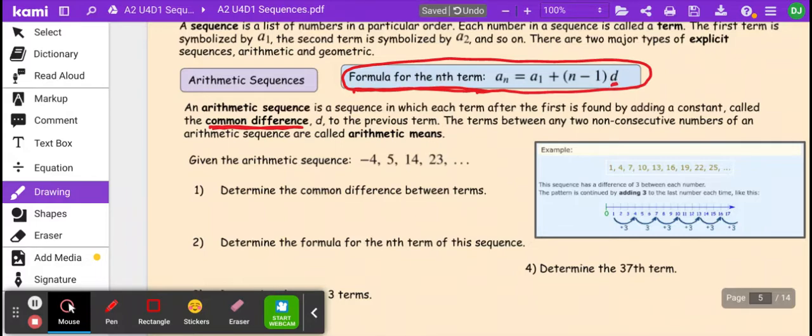Okay, so again, if you look at the formula, if I want the 37th term, what do I need to know? Well, I need to know the first term. That's your A sub 1. That stands for the first term. And then the subscript will mean the next term, so A sub 2. And if I want the 37th, that's A sub 37. Okay, and then the N, what does the N stand for?